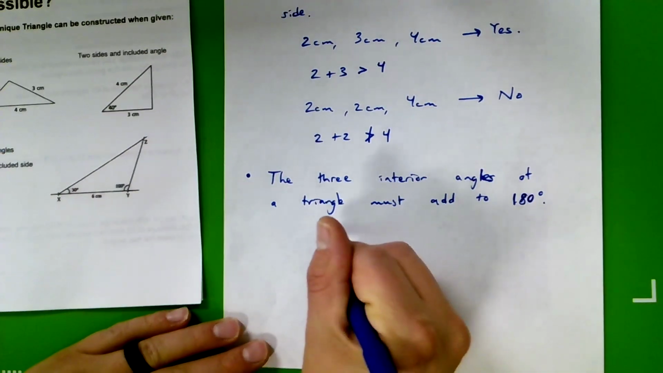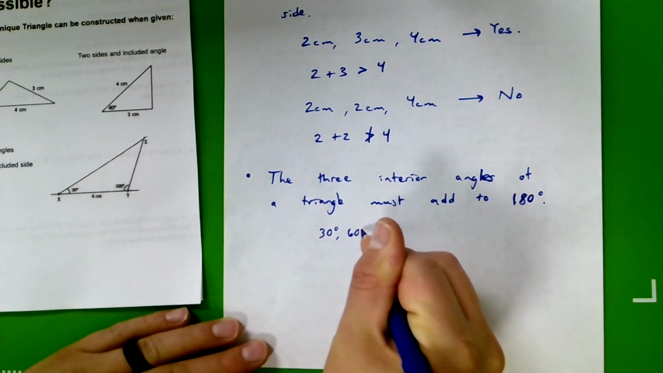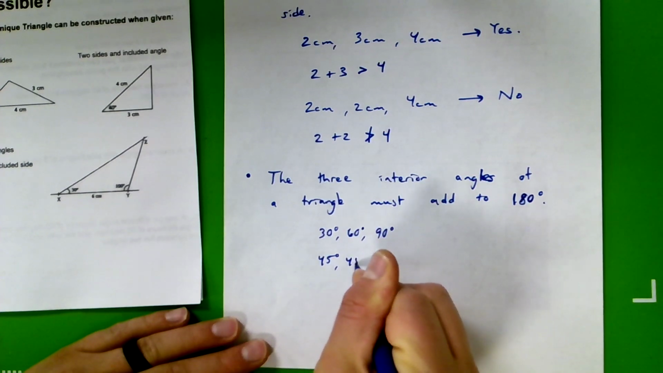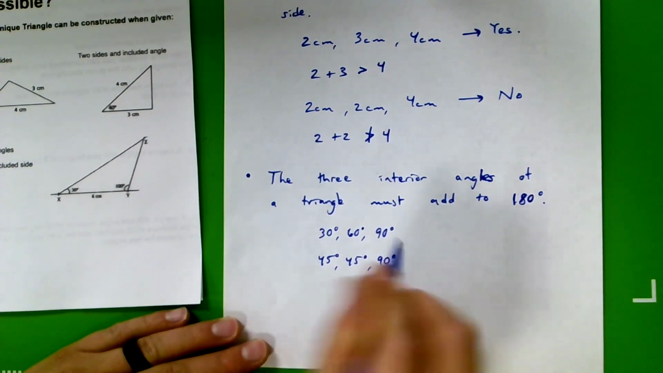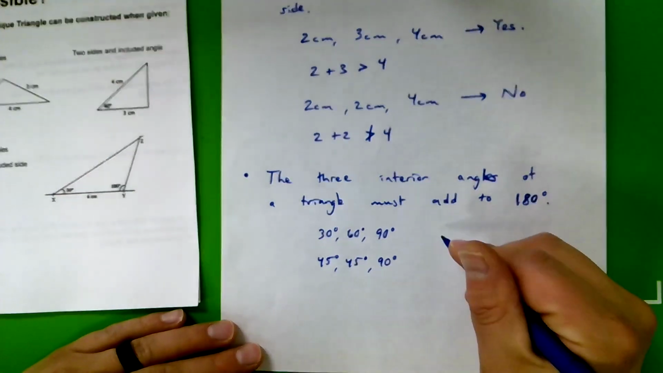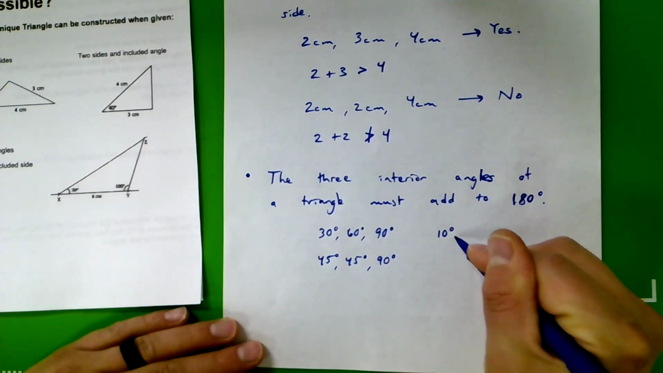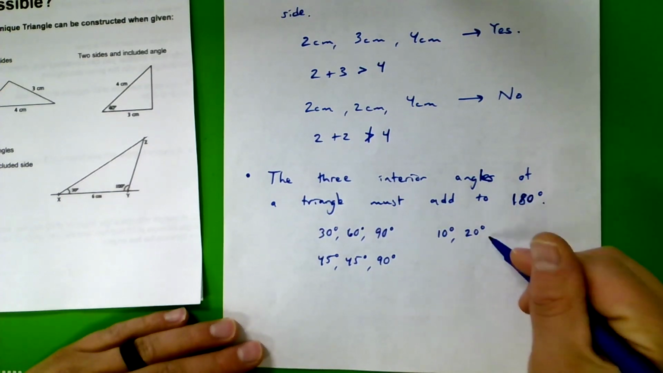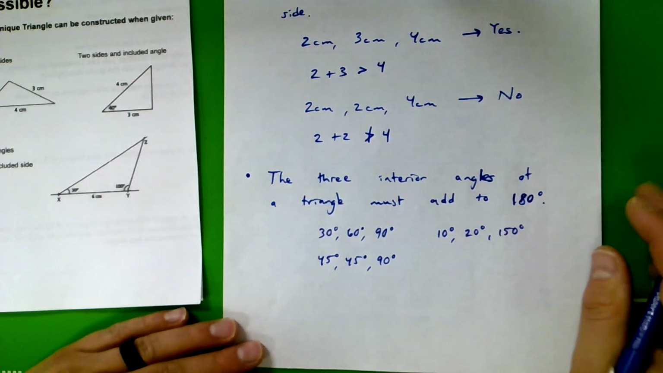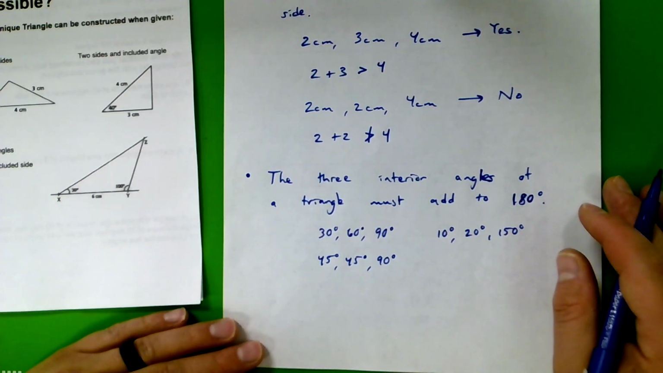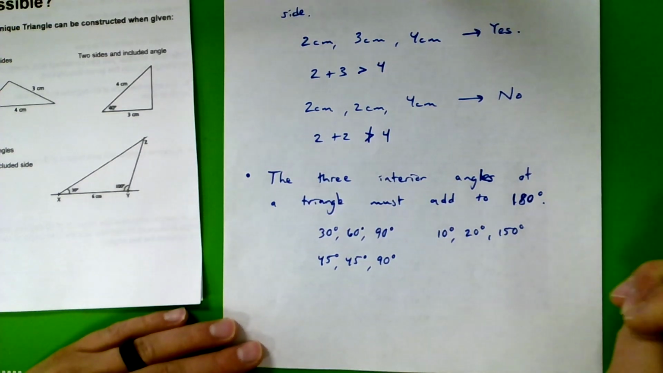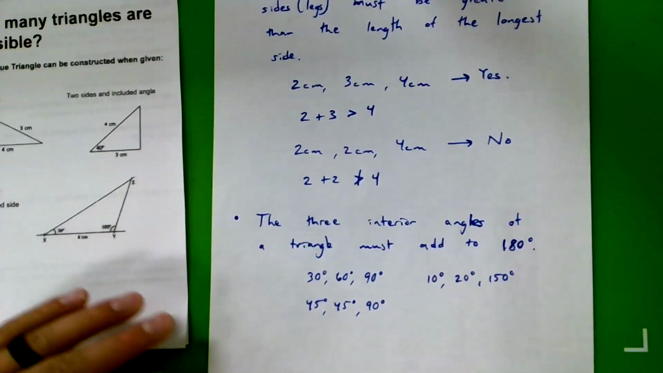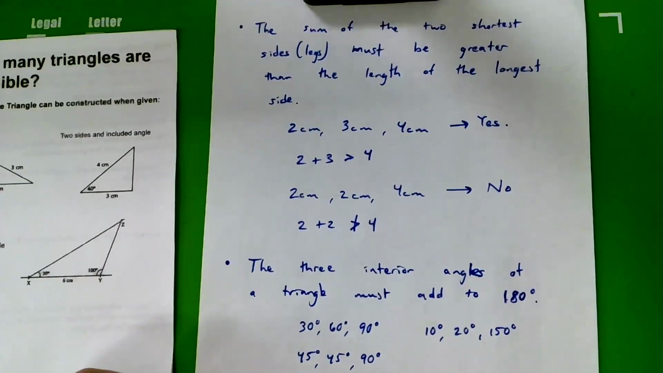So some common examples are a 30 degree, 60 degree, 90 degree triangle. We'll see 45 degree, 45 degree, 90 degree triangles. But really anything works, if it's 10 degrees, 20 degrees, and 150 degrees. Any of these would work because they all add to 180. If it does not add to 180, it is not a triangle.